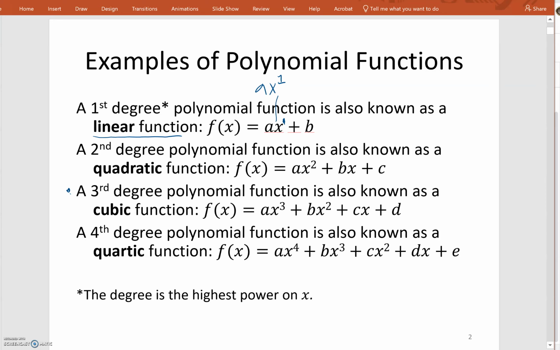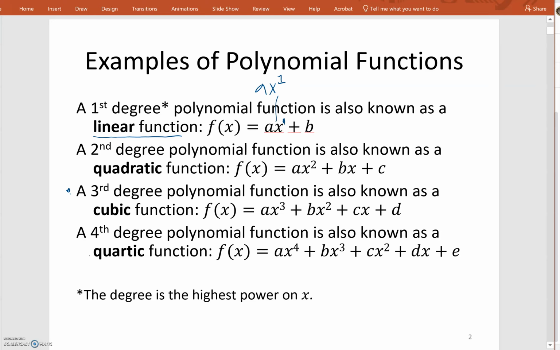ax cubed plus bx squared plus cx plus d. And then if we take the whole cubic and we shift all the letters over and add a fourth degree term, we have what's called a quartic polynomial. So we have a bunch of terms in a quartic polynomial.